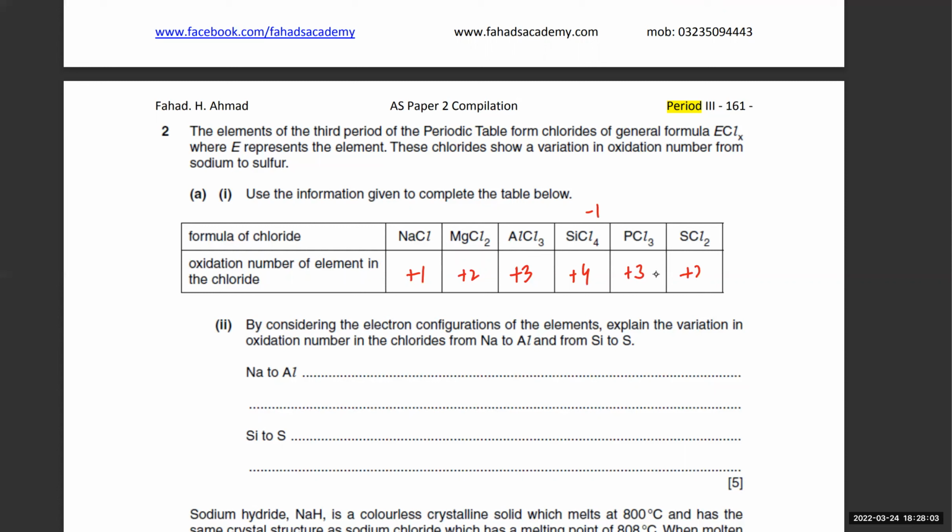So he's saying that by considering the electronic configuration of the elements, explain the variation. So the variation is Na to Al. So Na has one valence electron, which is lost. फिर Mg का बता दो कि Mg has two valence electrons which are lost, and so on.